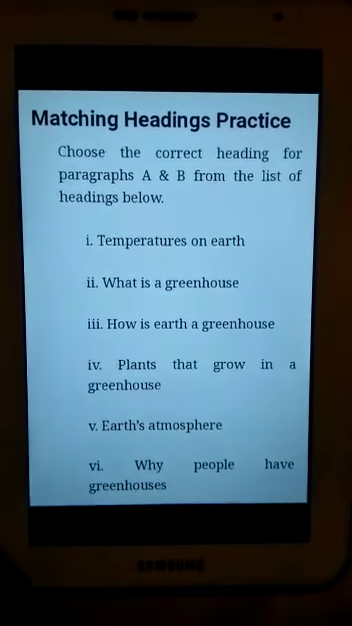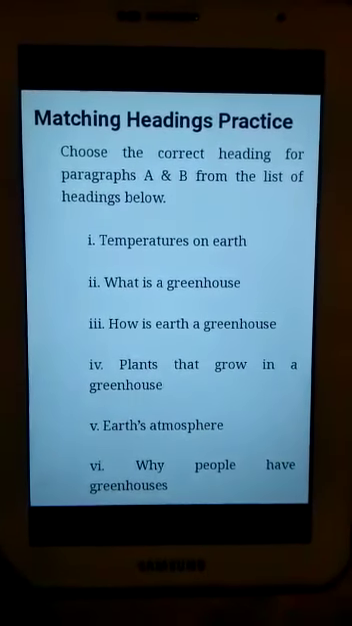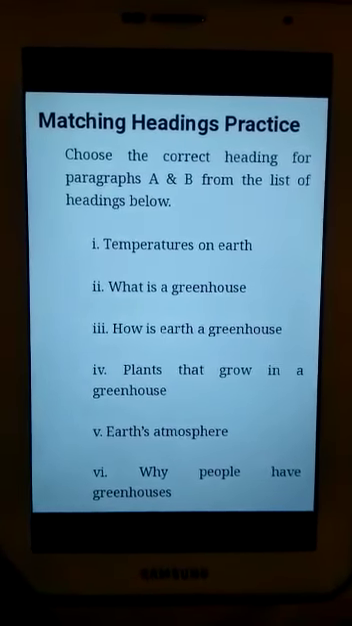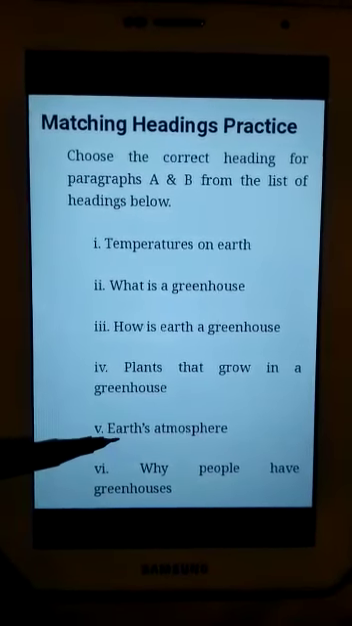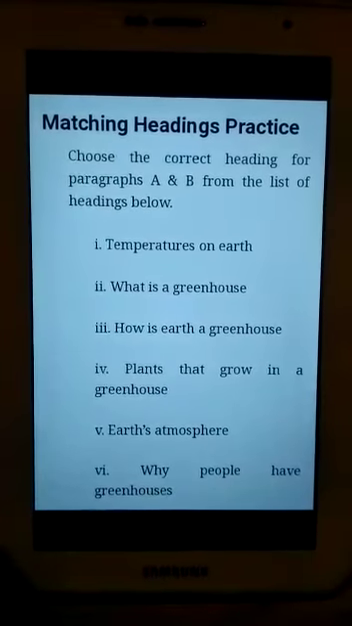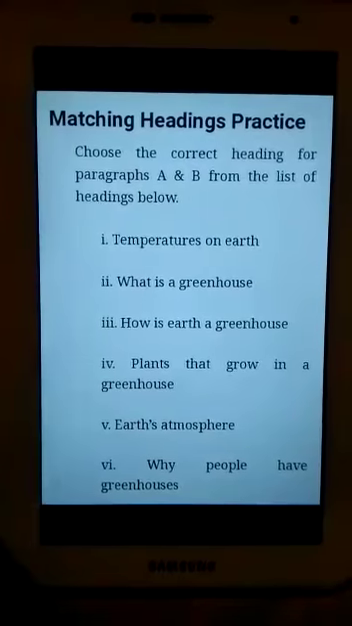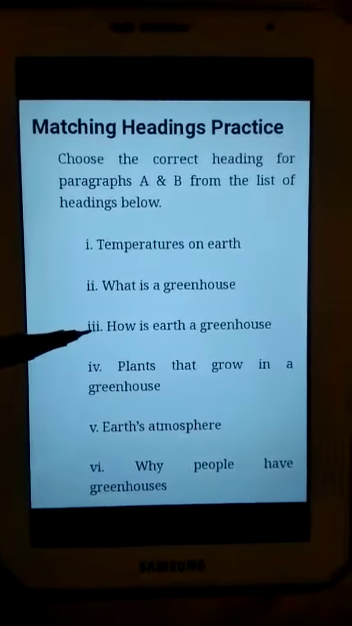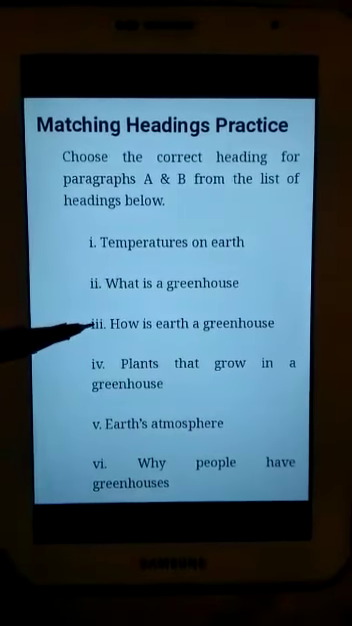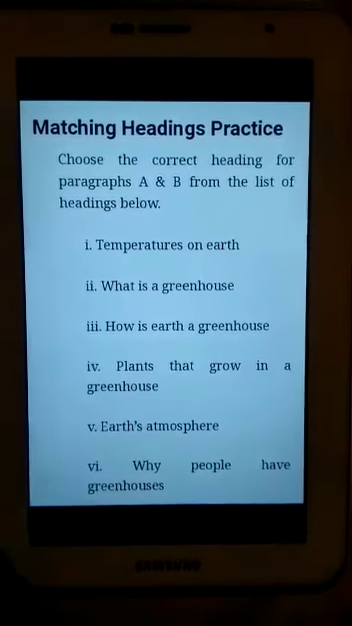There is information about the temperature on Earth also, but it only explains the greenhouse effect. Also there is information about Earth's atmosphere, that is the fifth one, but it only relates to the greenhouse effect. So what is greenhouse is the answer for the first paragraph, and how Earth is a greenhouse is the answer for the second paragraph according to the headings we have matched.